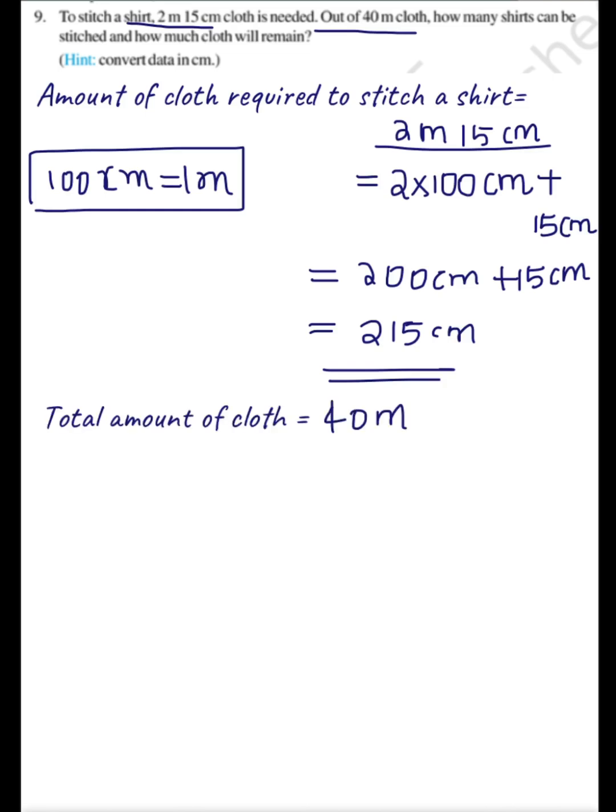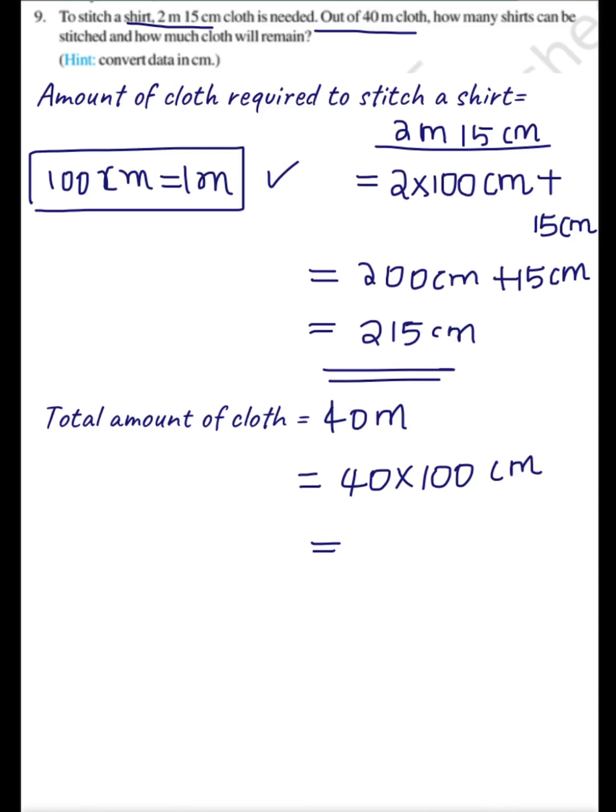Here also again you have to convert this 40 meter to centimeter. So you know that 100 centimeter is equal to 1 meter. So how will you convert 40 meter to centimeter? You need to just multiply 40 into 100 centimeter so that it will get converted to centimeter.